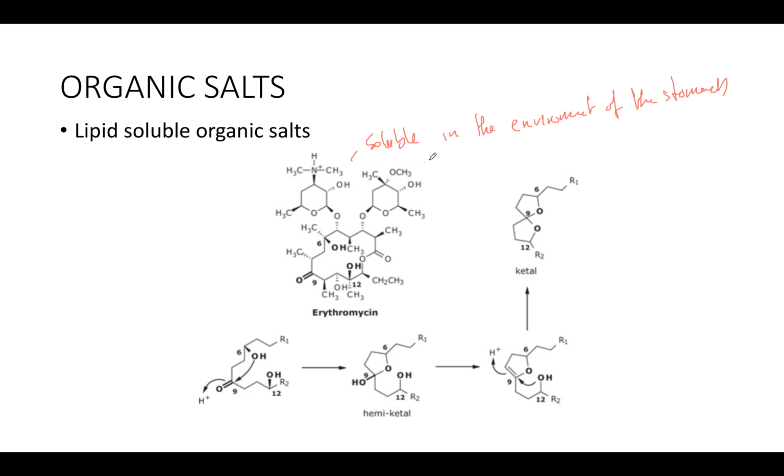Okay, and because it's going to be soluble in the environment of the stomach, the acidic condition of the stomach is going to cause this degradation to take place. Again, the hydroxyl at the 6th position attacks the carbonyl carbon at the 9th position, and in the presence of acid, you have the formation of a hemiketal. Again, the acidic environment leads to the formation of a ketal, and you lose drug activity. So that's one of the reasons why erythromycin is actually formulated as a lipid-soluble salt.